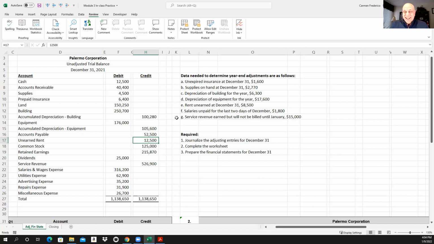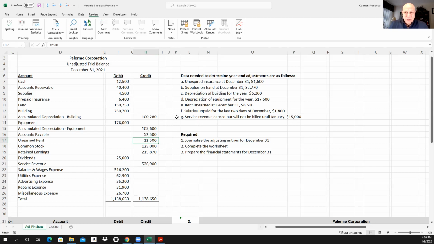Okay. Then transaction G, service revenue earned, but will not be billed until January, $15,000. So here we have this contract with our customer. Let's say it's $30,000. And we're not going to bill it until January. And we're going to perform half of it in December and half of it in January, and we get to bill the client for $30,000. Well, if we earn half of it in December, we need to make the entry to accrue or put on the books the $15,000 that we earn, half of the contract.